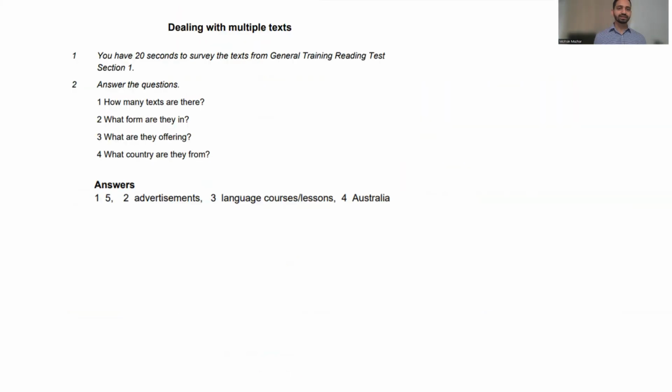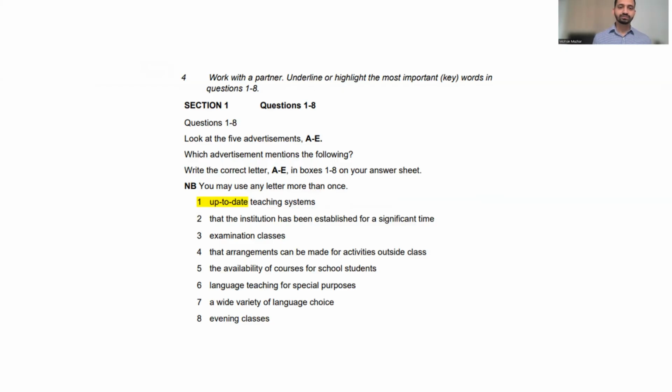All right, let's look at the answers. So how many texts are there? There are 5 texts, right? You could see A, B, C, D, E. What form are they in? They're sort of advertisements, okay? What are they offering? They're offering language courses and lessons. What country are they from? They're from Australia, okay?